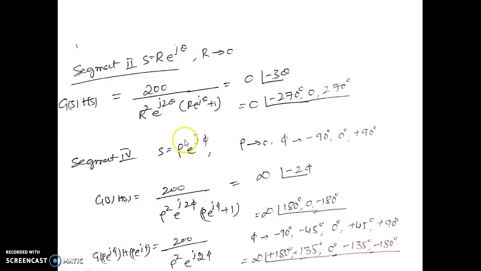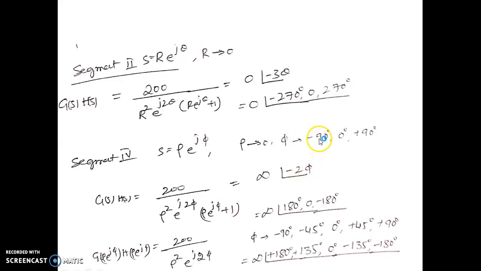And upon substituting this s is equal to rho e power j phi into this transfer function, we end up with this as 20 rho square e power j2 phi into so and so. Out of these, 1 plus rho e power j phi, as rho tends to 0, this is negligible compared to 1. So this entire term is neglected. You end up with only 200 by rho square into e power j2 phi. So naturally, when rho tends to 0, this entire magnitude becomes infinite. That's what you have, infinite. And the phase, here in the denominator, is 2 phi, so this becomes minus 2 phi.